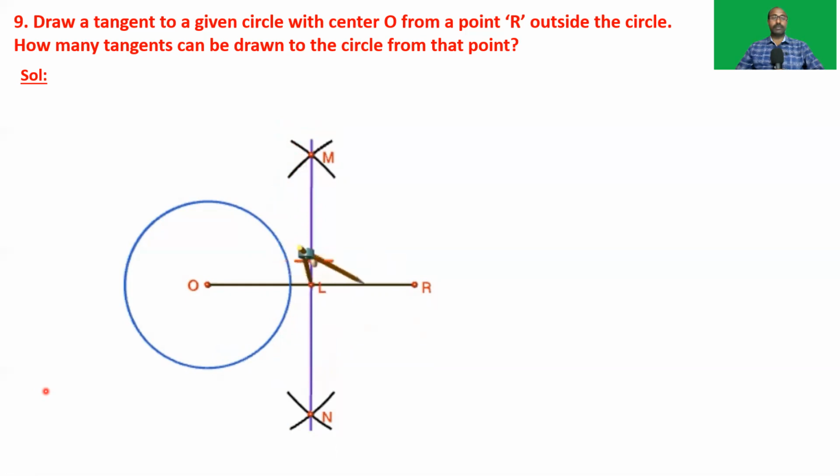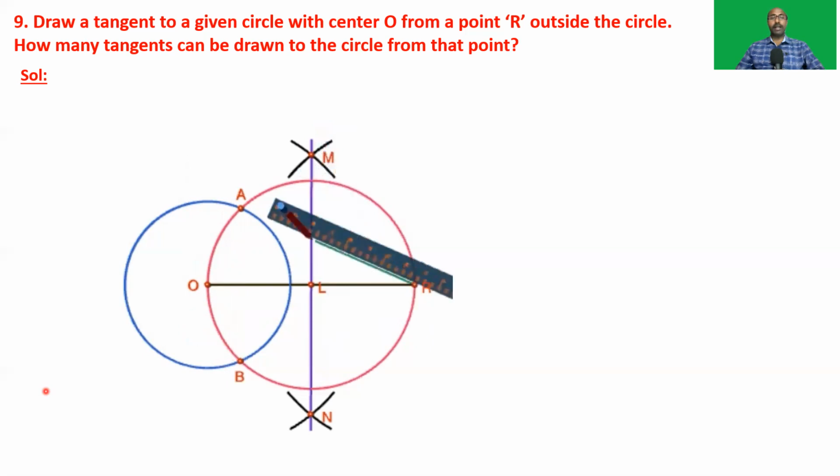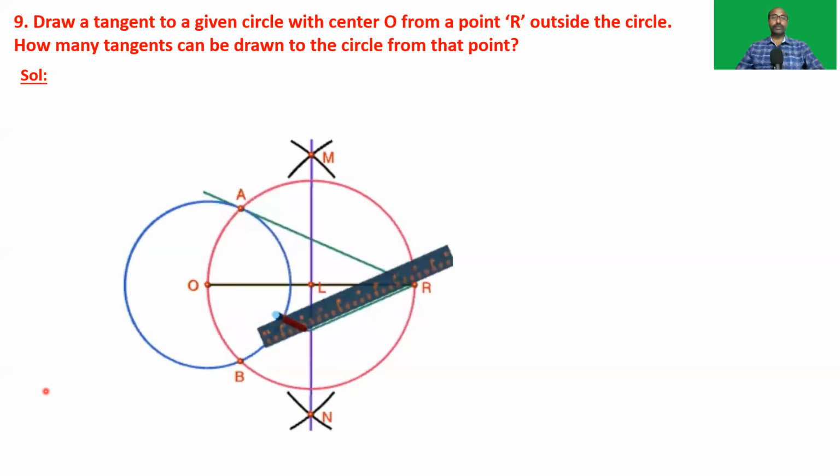Now we are drawing a circle with L as center and LR or LO as radius, and mark the intersection points as A and B. Now RA and RB are our required tangents. This is the process.